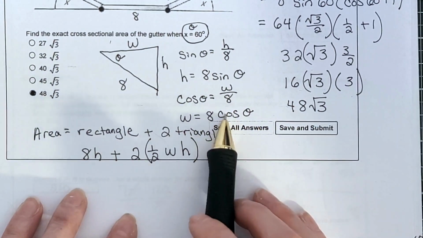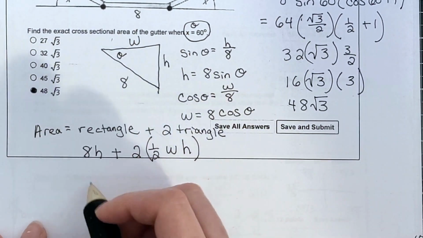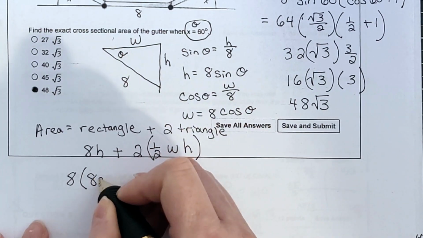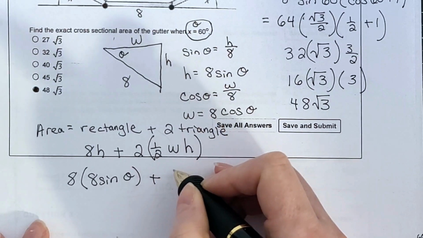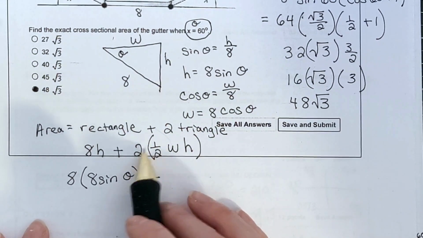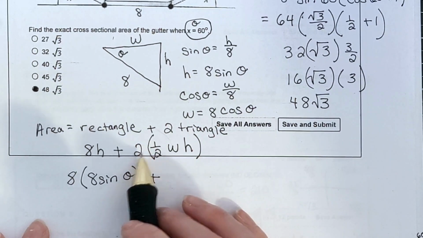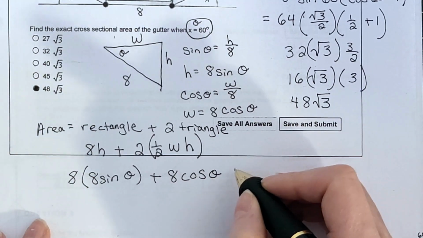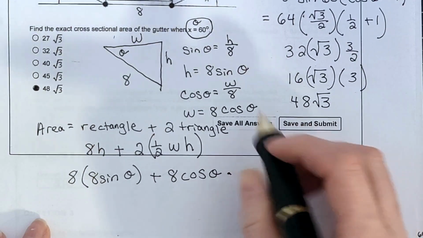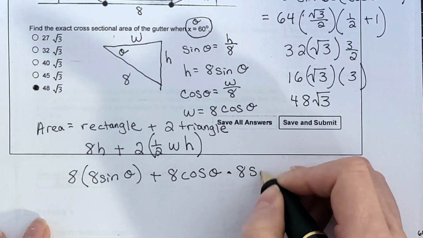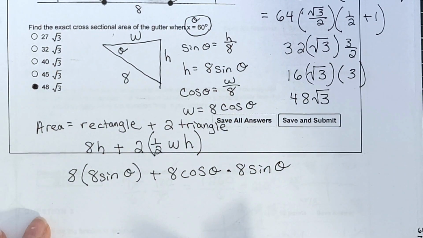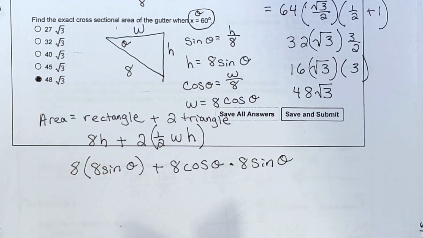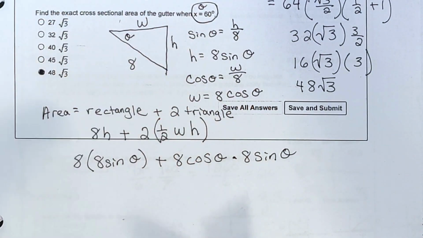All right. Now I know my w is this and my h is this. All right. So I'm going to start plugging this stuff in. So I have 8 times the height is 8 sine theta, plus these 2 things here are going to cancel. So really don't need to worry about the 2 and the 1/2. So I've got my w, which is 8 cos of theta, and my height is 8 sine of theta. All right. Now I can times these 8s together and simplify it a little bit, but I'm going to need to plug in the 60 into the thetas.